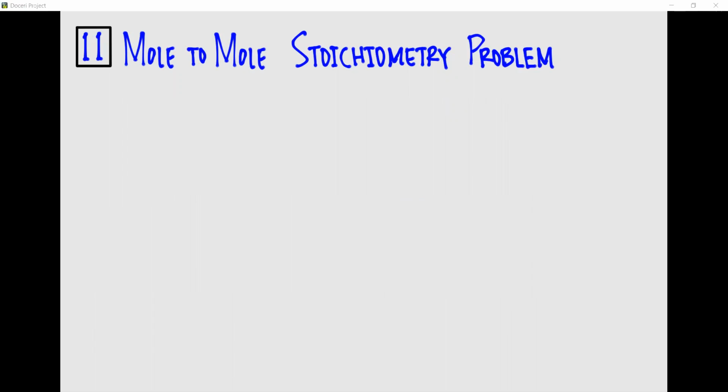All right. Concept number 11 here is regarding stoichiometry. So we're going to take a look at three different types of stoichiometry problem. The first one is mole to mole, second one is mole to mass or mass to mole, and the third one is mass to mass type of problem. So again, stoichiometry by definition is the quantitative relationship between the reactants and products in a chemical reaction. So let's take a look at this first type of stoichiometry problem, mole to mole.